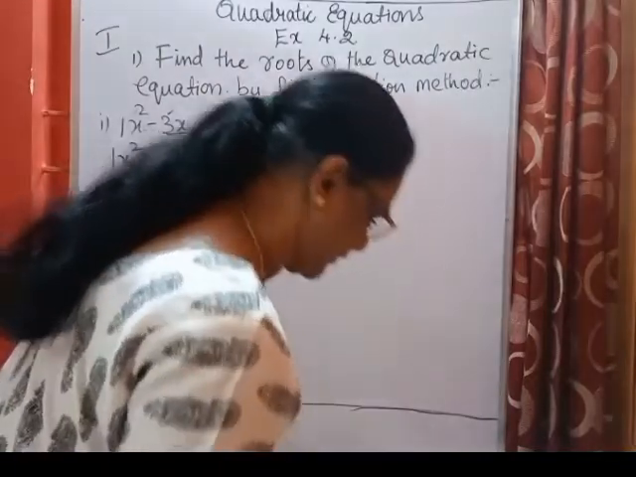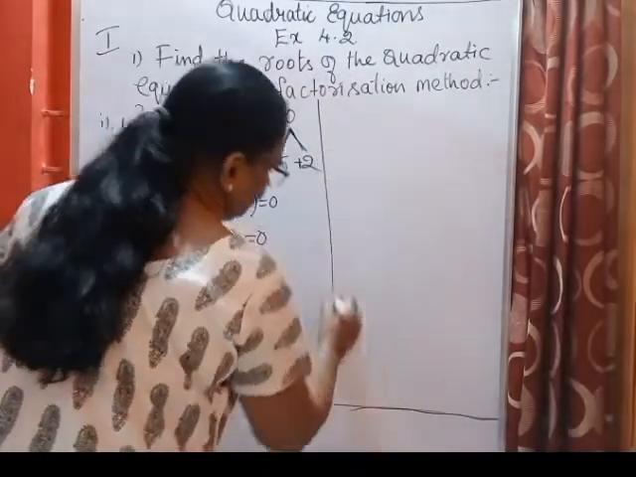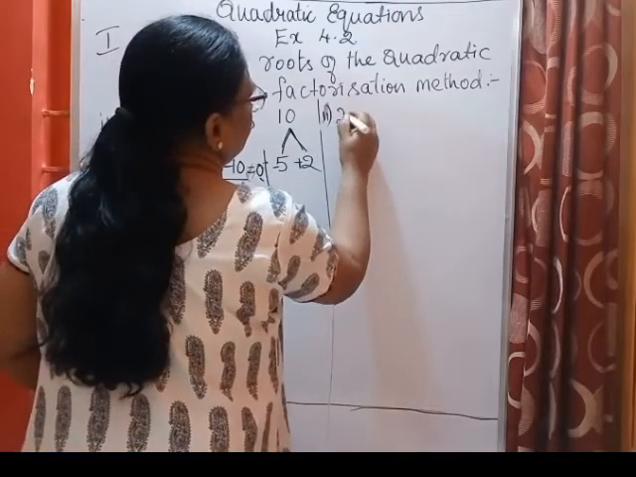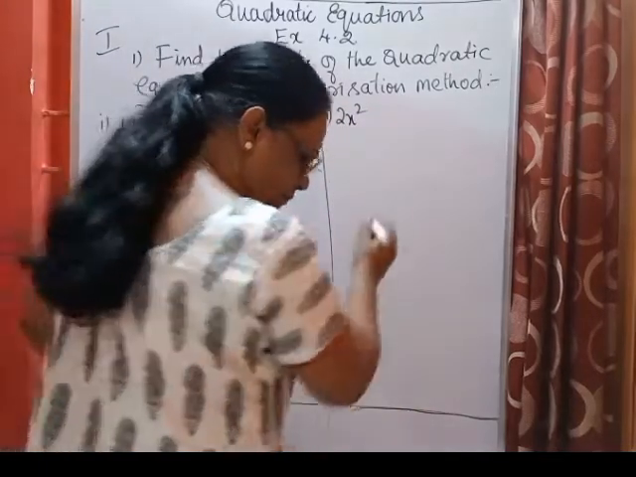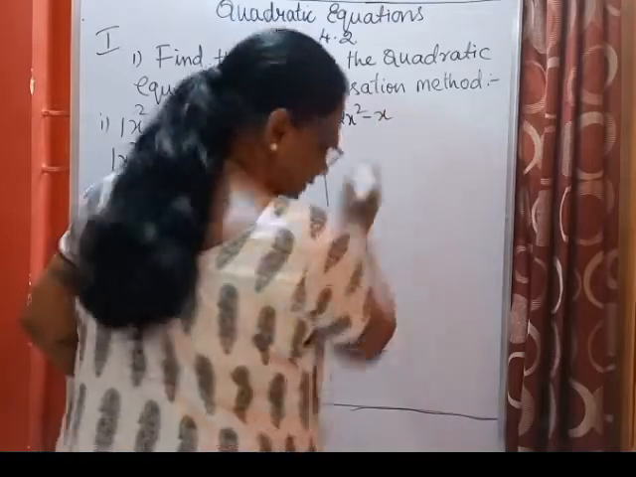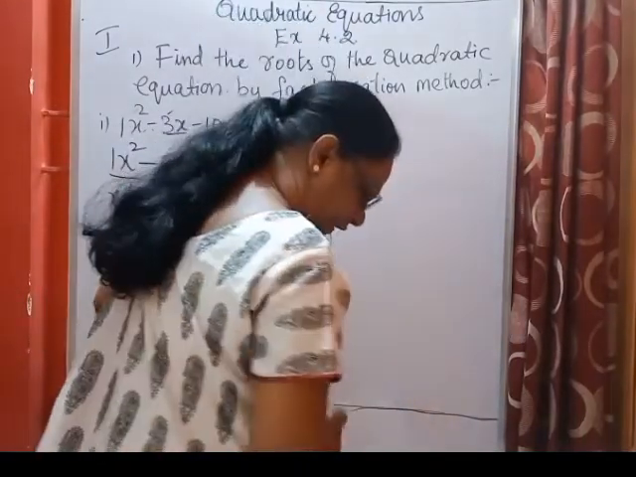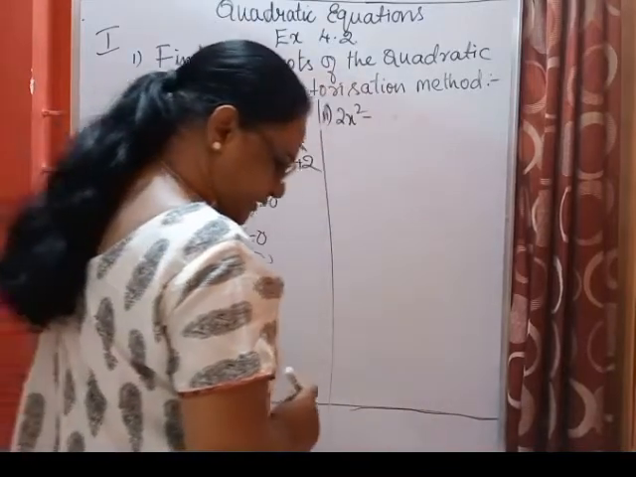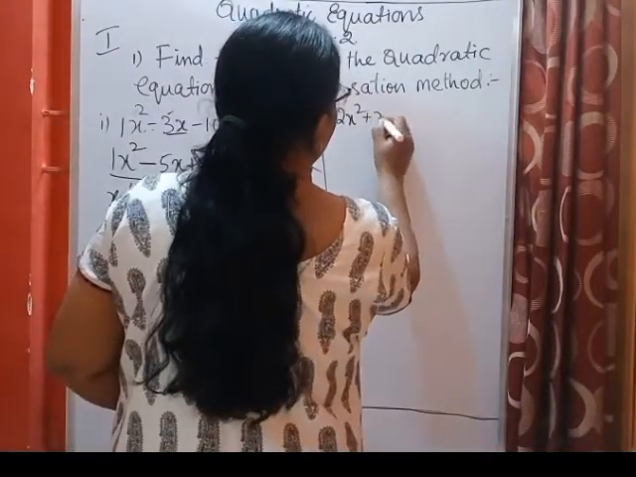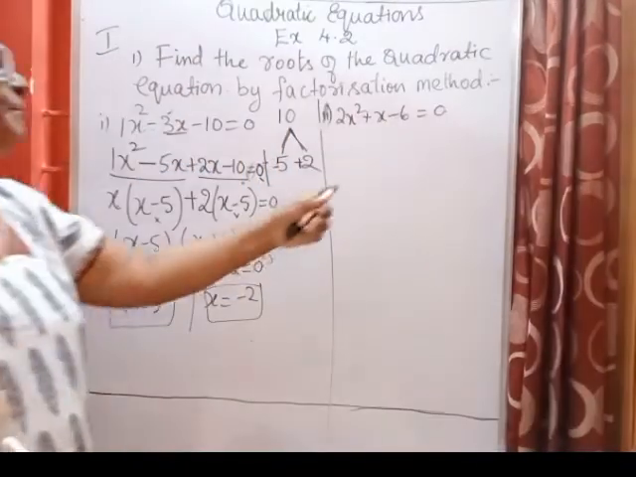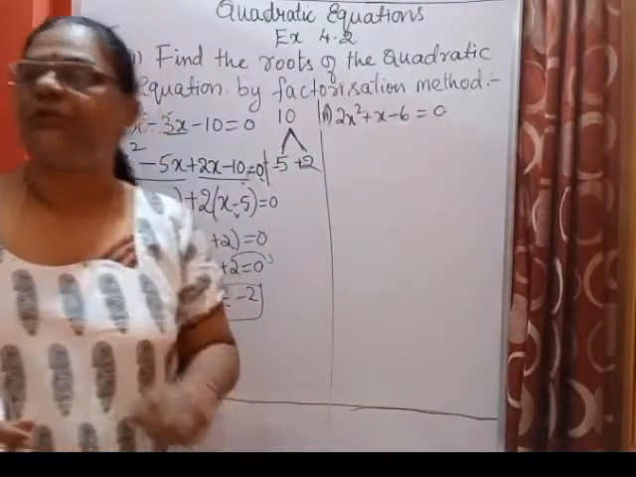Second problem says minus x minus, I think, 3x plus x minus 6. So the second problem is 2x square plus x minus 6 is equal to 0.